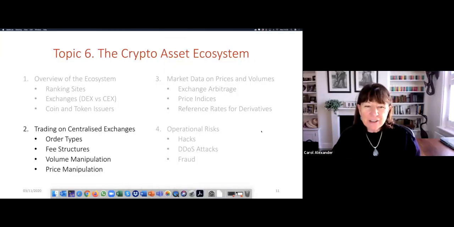Hi. Okay, so here we are at the next topic, trading on centralized exchanges. We'll look at the types of orders, the fee structures. I mentioned that already in the first video, how certain fee structures promote volume manipulation. The most common is what we call wash trading, and also the sort of price manipulation that happens on these unregulated exchanges.